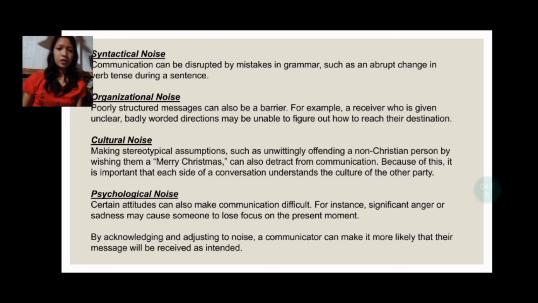Psychological noise. Certain attitudes can also make communication difficult. For instance, significant anger or sadness may cause someone to lose focus on the present moment. By acknowledging and adjusting to noise, a communicator can make it more likely that their message will be received as intended.